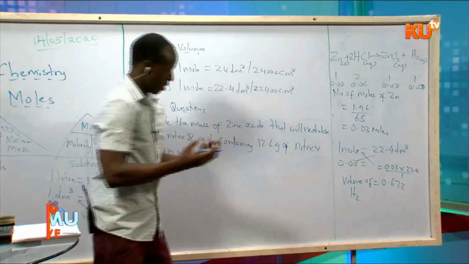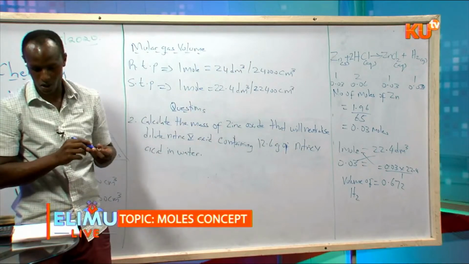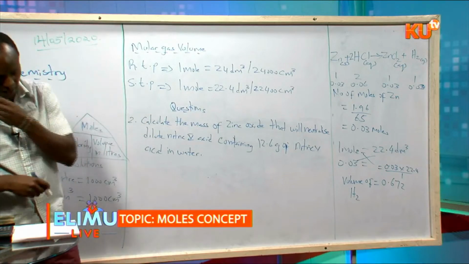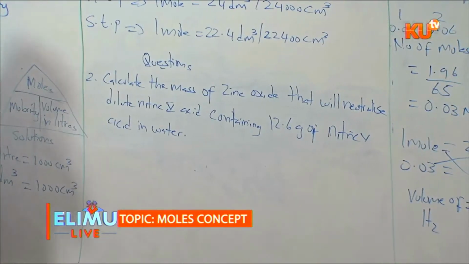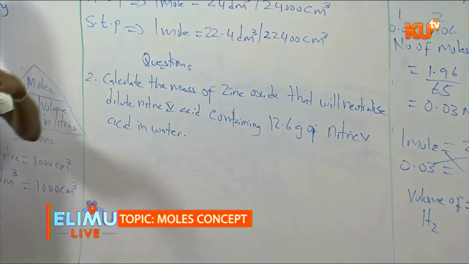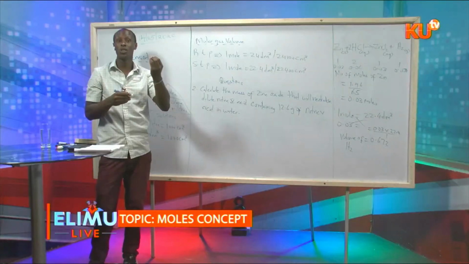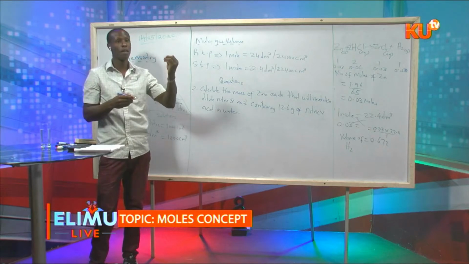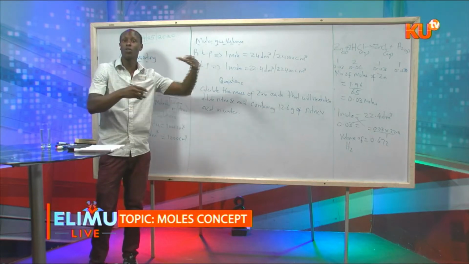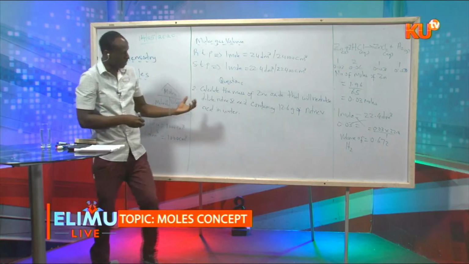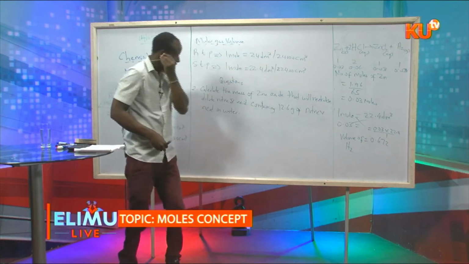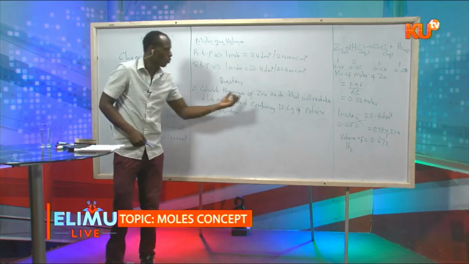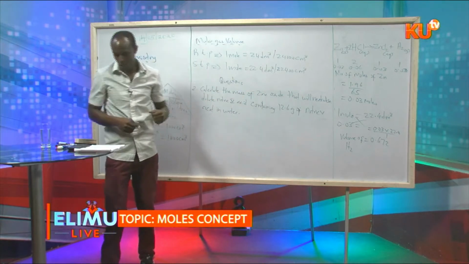Just to analyze or explain the question, because the first step is usually to understand the question. First, the reaction is a neutralization reaction. Usually, acids exist in solution, but there are some acids which exist in solid form. For you to make it a solution, you dissolve it in water. So this nitric acid, 12.6 grams of it, is dissolved in water. They want to know what mass of zinc oxide will neutralize it.